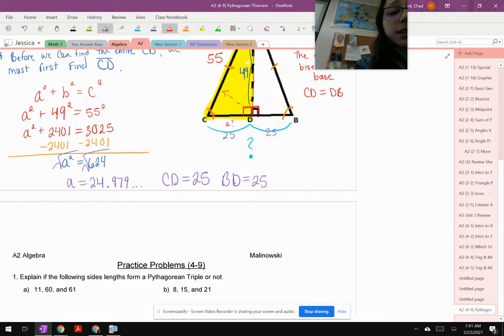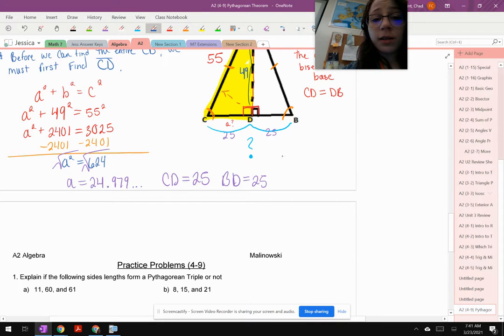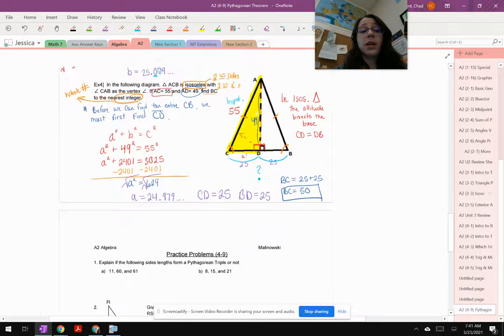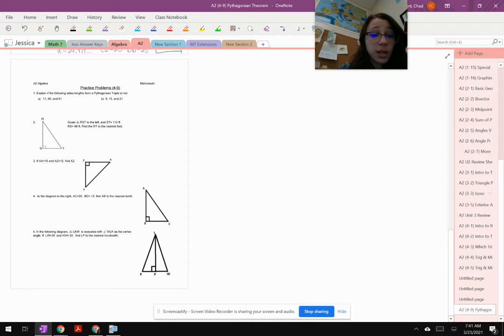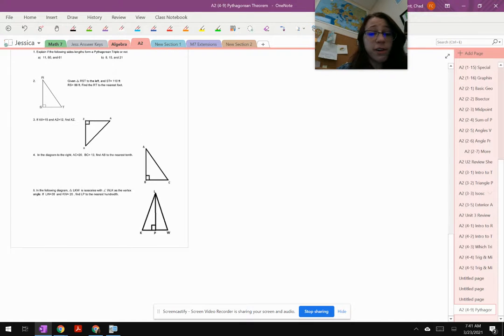So BC is equal to 25 plus 25. BC is equal to 50. So that's about as hard as it gets. You have 1, 2, 3, 4, 5 practice problems.